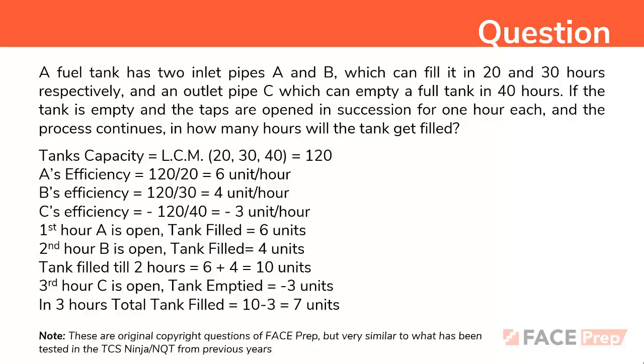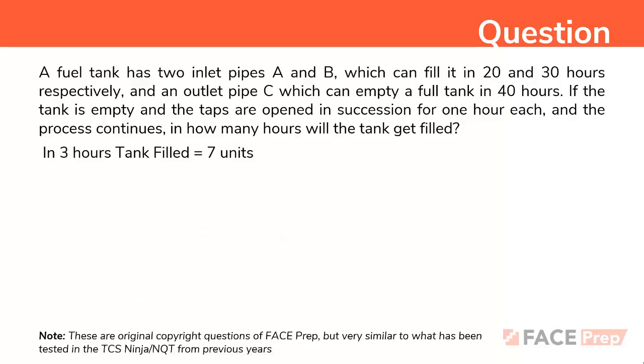If I apply this logic further, in the 4th hour 6 units will be filled, in the 5th hour 4 units will be filled, in the 6th hour again minus 3 units will be emptied. So in the next 3 hours again I'll get 7 units filled. So we have a pattern where in each 3-hour interval the tank is filled by 7 units. So this 7, 7, 7, 7, 7 will get added till we reach 120. For a particular 7 units, it takes 3 hours. So can we say that in 3 hours the tank is filled by 7 units?